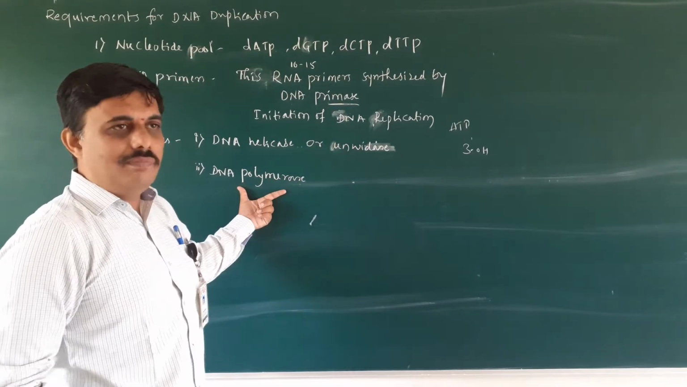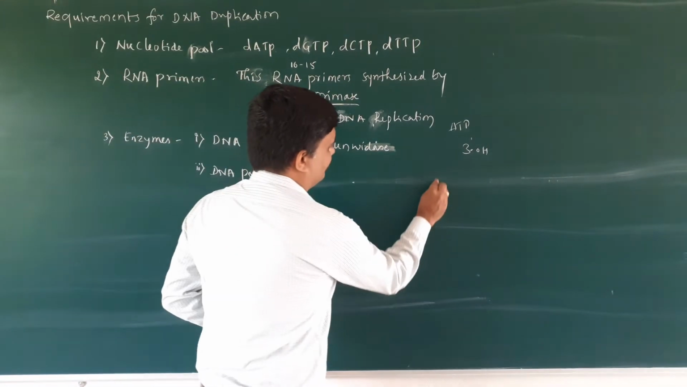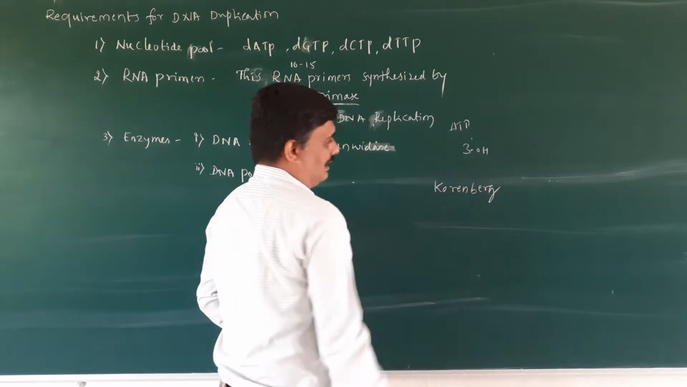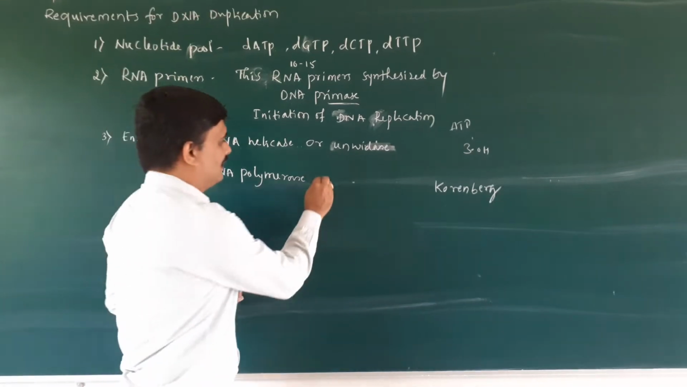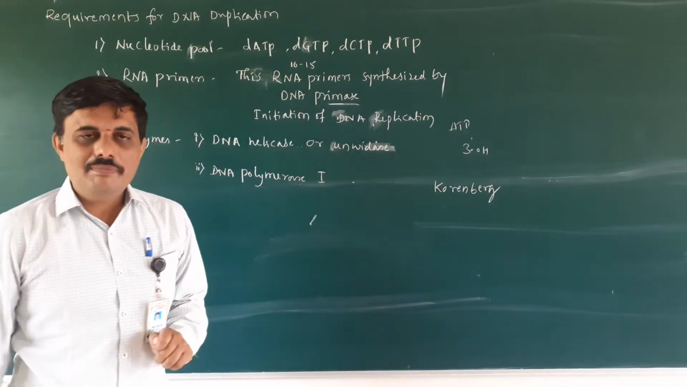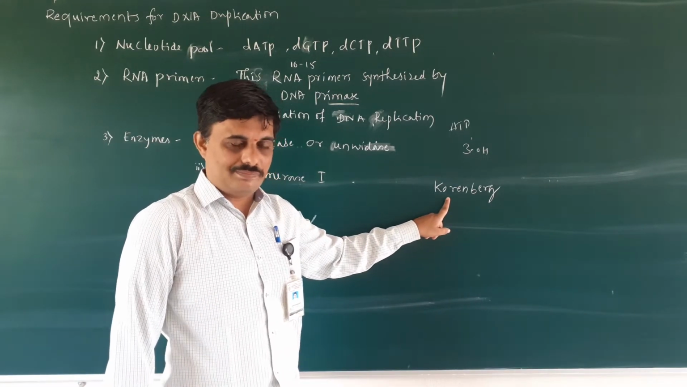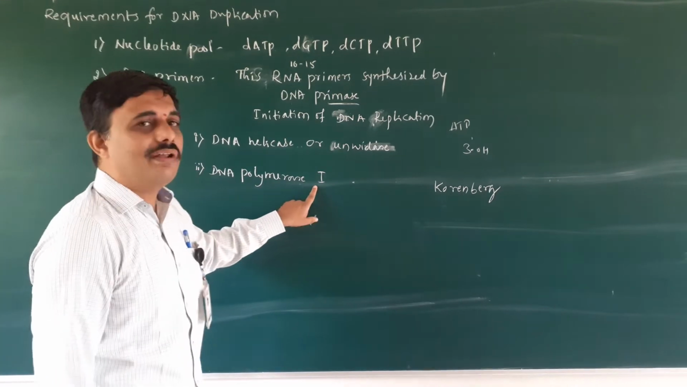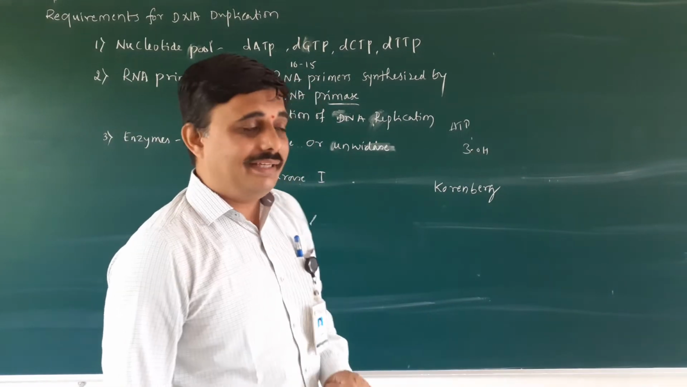DNA polymerase was first discovered by Kornberg. DNA polymerase 1 was first discovered by Kornberg in E. coli. Thus, it is also called Kornberg's enzyme.